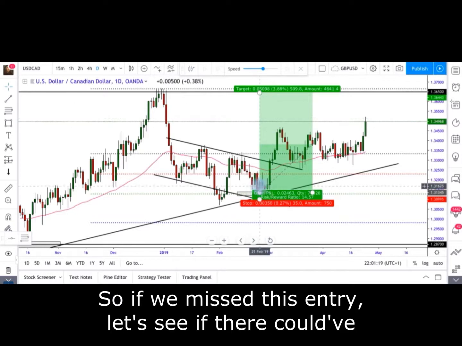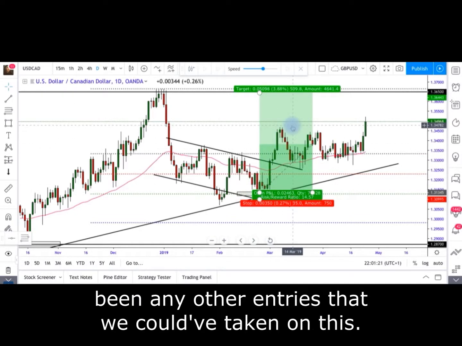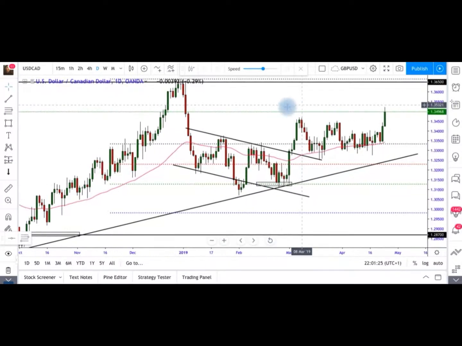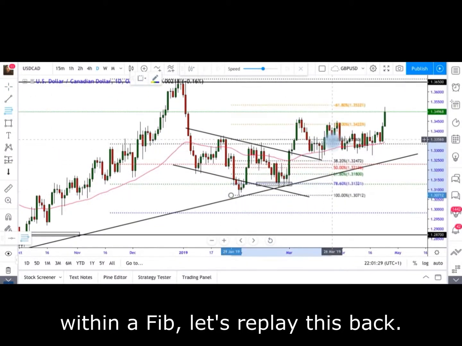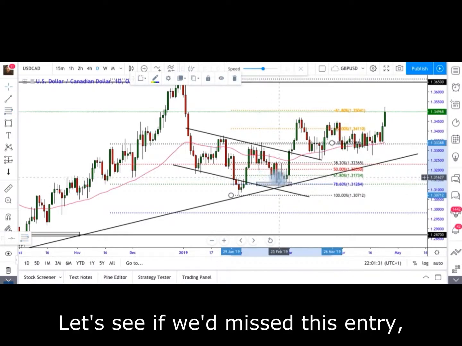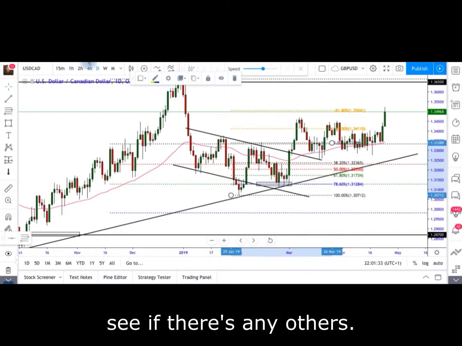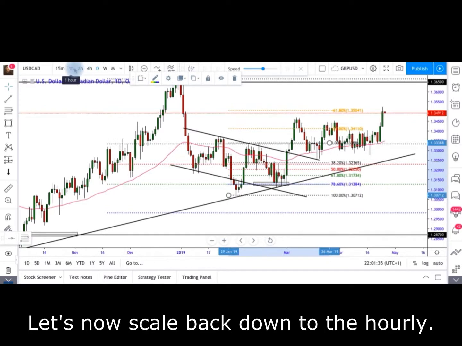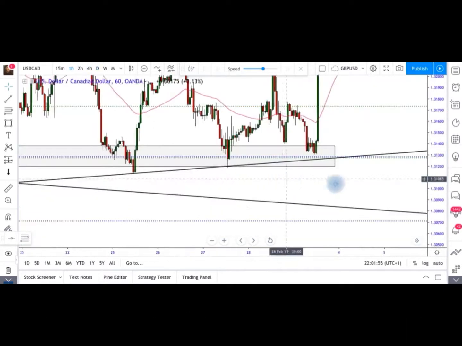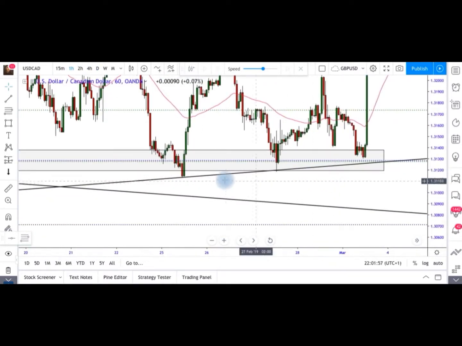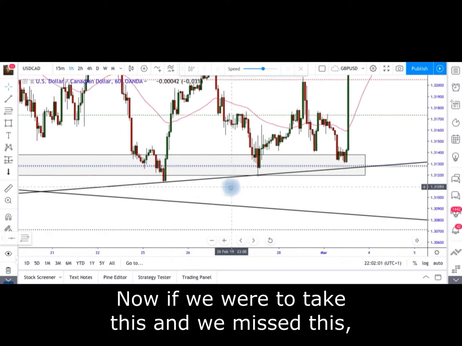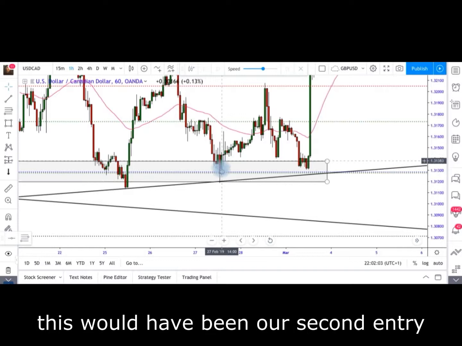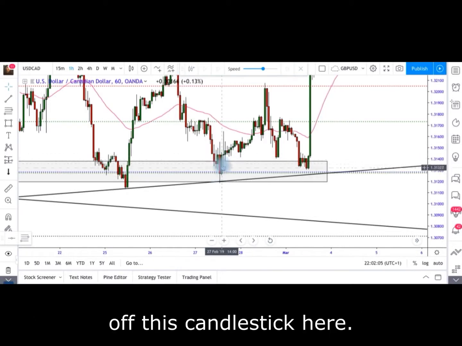So if we'd missed this entry, let's see if there could have been any other entries that we could have taken on this. Going on the basis of our fib within a fib, let's replay this back. Let's see if we missed this entry, see if there's any others. Let's now scale back down to the hourly. Okay, so I can already see that this was where our first entry was. Now, if we were to take this and we missed this, this would have been our second entry off this candlestick here.